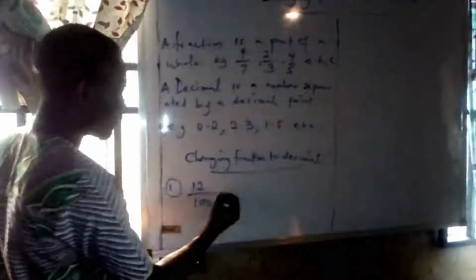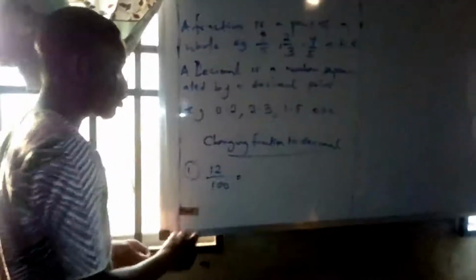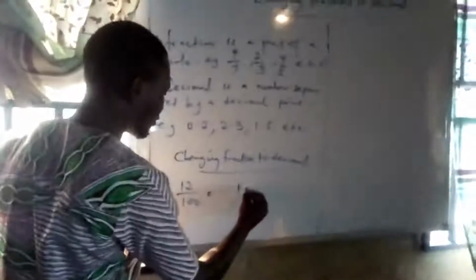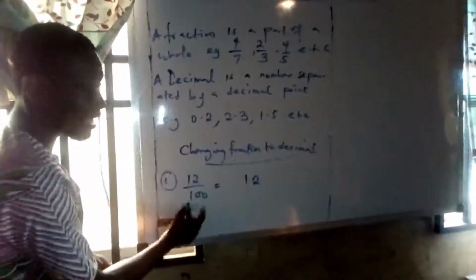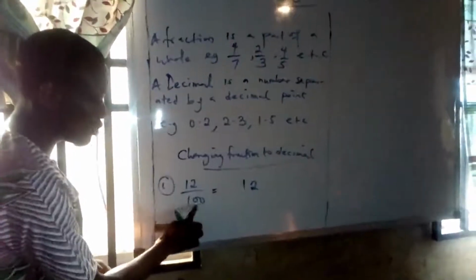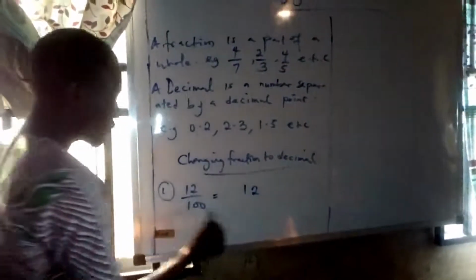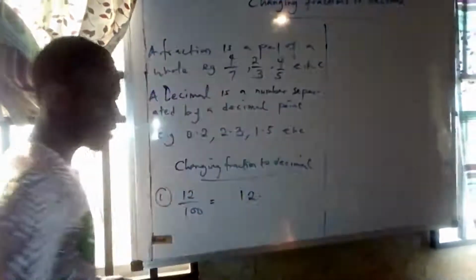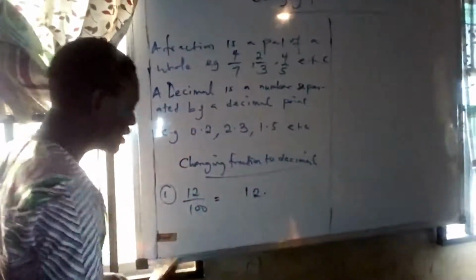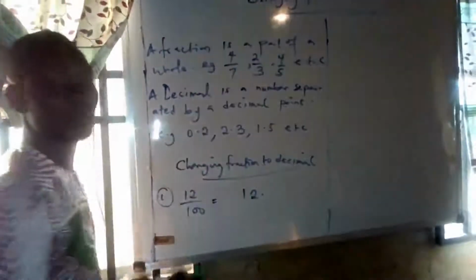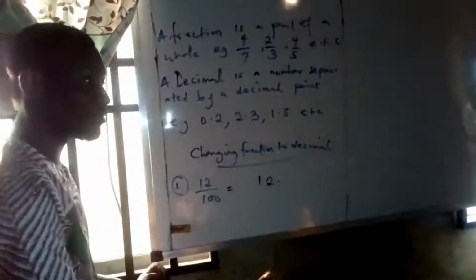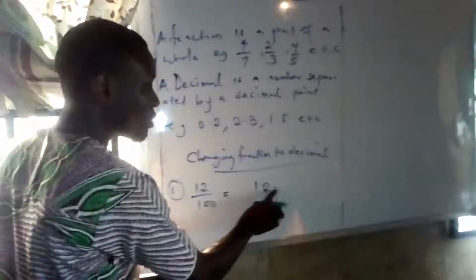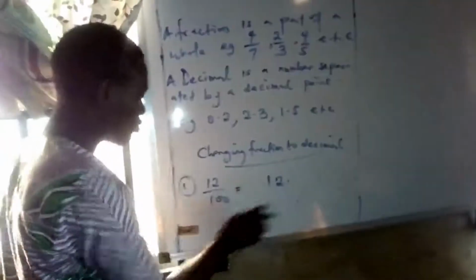In this case, to change this fraction to a decimal, we'll write the fraction down here. Then what we'll do is count. If it's a number like 100, how many zeros do we have? We have 2 zeros here. Then we put a decimal point at the back. For every number without a decimal point, the decimal point is always at the back of the number. So if the number is a whole number like 12, 7, 2, make sure the decimal point starts from the back.